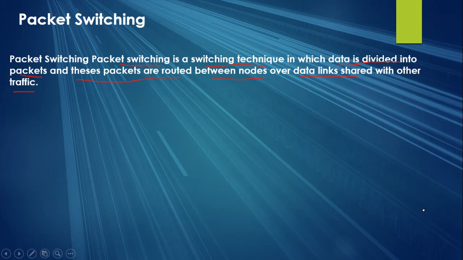So let's see what the points are. Over here it is written that packet switching is a switching technique in which the data is divided into packets, right. We have seen that in the source computer the message is ABC. First that message is divided into different packets, and these packets are routed between nodes over data links shared with other traffic. Once these packets are created, they are sent through different network paths so that they can reach the destination.